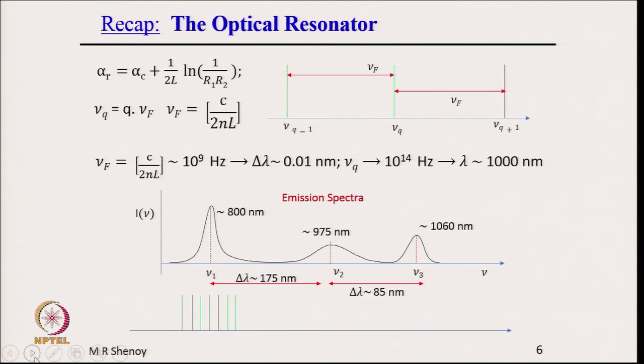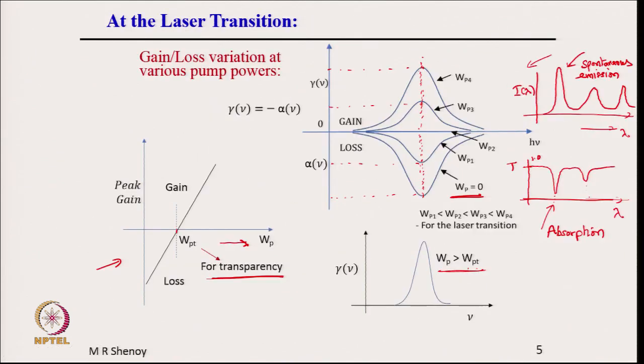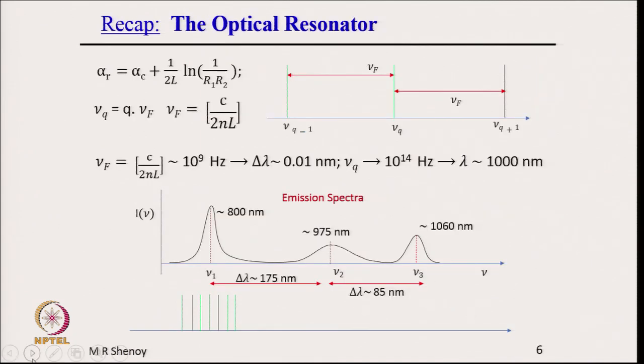Recap the optical resonator. The previous discussion was for the laser medium, and now the optical resonator. A very quick recap. This is the loss coefficient alpha r, the resonator loss coefficient, which is equal to alpha c, the intrinsic loss coefficient, plus 1 by 2L into Ln 1 by R1 R2. Here R1 and R2 are the reflectivity of the mirrors.